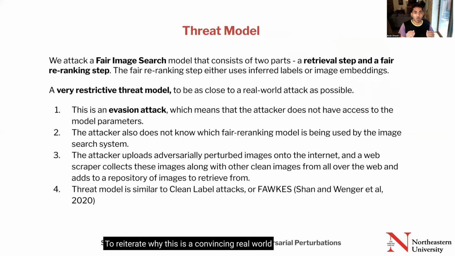To reiterate why this is a convincing real-world attack, I will take you through the threat model. So essentially, we attack a fair image search model that consists of 2 parts: a retrieval step, which is the step that retrieves relevant images when you provide a query, and then a fair re-ranking step, which then reorders the images in that query to get a top list of images that look fair. This fair re-ranking step can either use the labels, the inferred race or gender labels, or it can use the information embedded in the image itself.